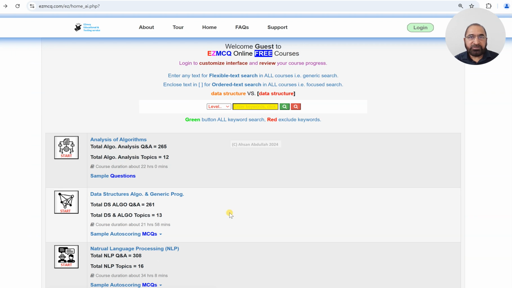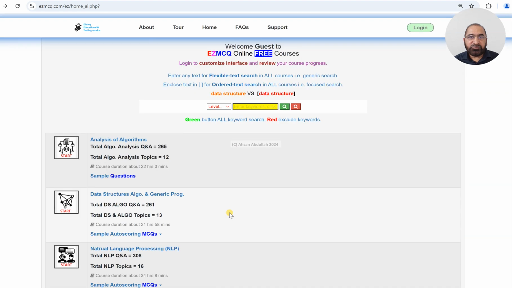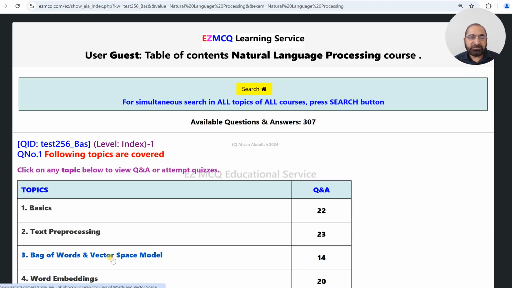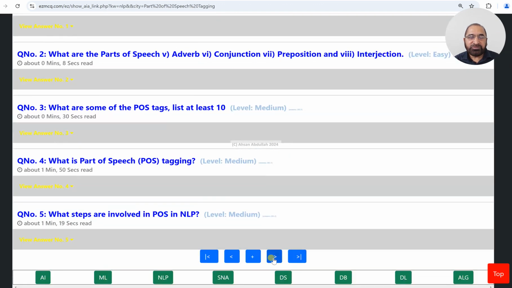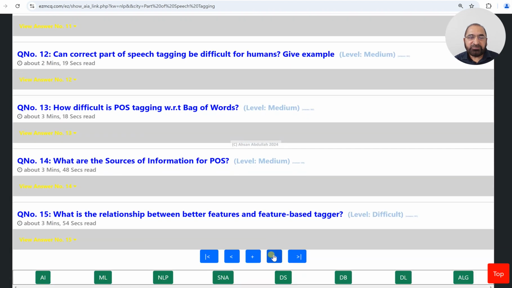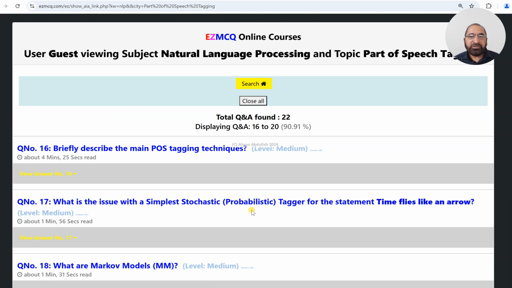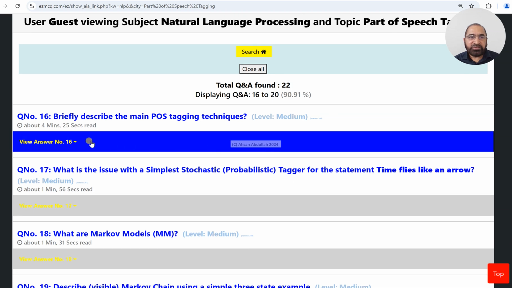You can see that we have core computer science courses here, along with cutting edge courses like natural language processing, artificial intelligence, machine learning, and so on. So let's move to the course of our interest, which is natural language processing, and then the topic of our interest, which is part of speech tagging. The first 5 sets of Q&As we have already covered. And we have also covered the next set of questions and answers, and the one after that also. So, inclusive of this set of Q&As, that will be about 91% coverage. So let's go to the topic and the Q&A.